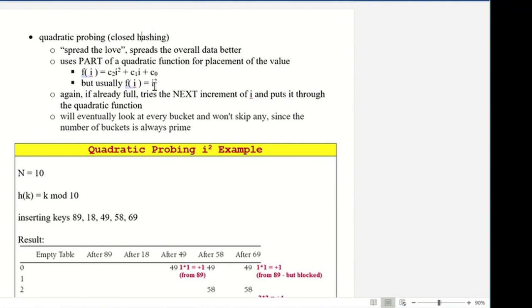This one, I didn't have any other better term in the years I've been teaching this other than it spreads the love. Meaning, it doesn't put data one after another like the previous one. Remember, the other one just incremented 1, oh, found a spot, done. This one actually uses a quadratic formula. It's very simple, so we don't want to go that far, of trying to actually spread out the data.